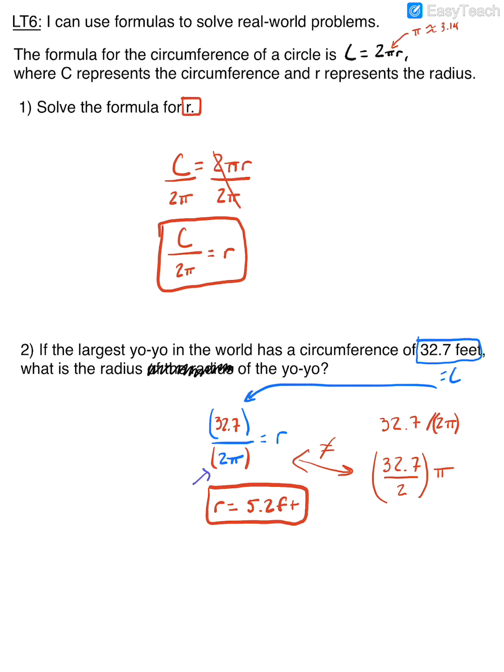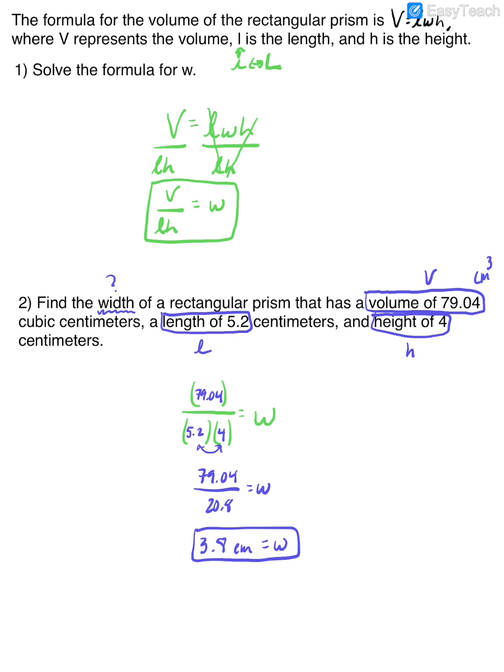So 2 times pi would be approximately 6.28, and then do 32.7 divided by that answer. It would be the same thing. You can still get 5.2. Okay? Have fun.